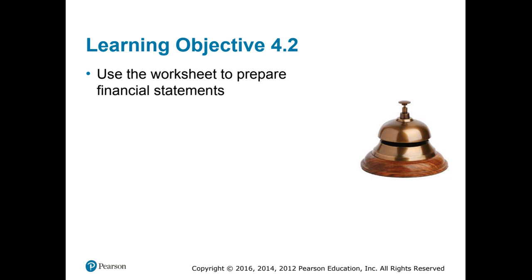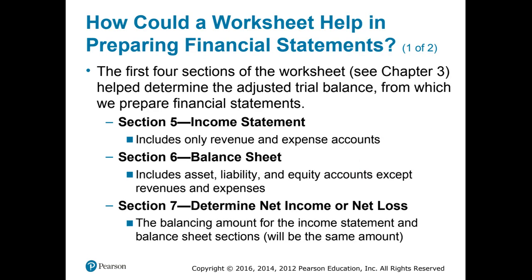So, use the worksheet to prepare financial statements. We see the worksheet on page 190 if you want to refer to that page. How can a worksheet help us prepare our financial statements? The first 4 sections of the worksheet, see chapter 3, help us determine what our adjusted trial balance is, from which we then prepare our financial statements. Section 5 is our income statement, Section 6 is our balance sheet, and in Section 7 we determine our net income or our net loss.